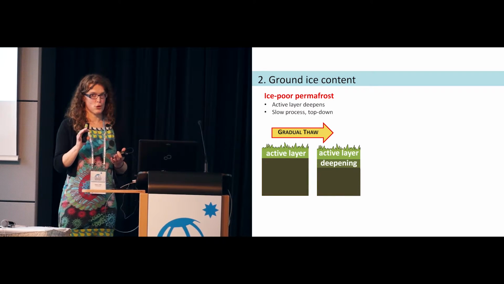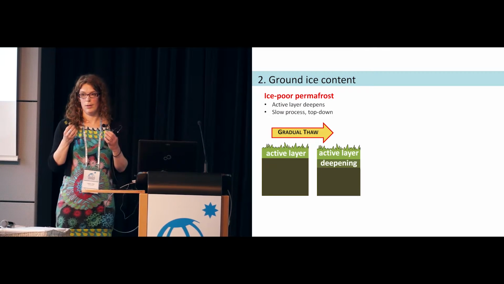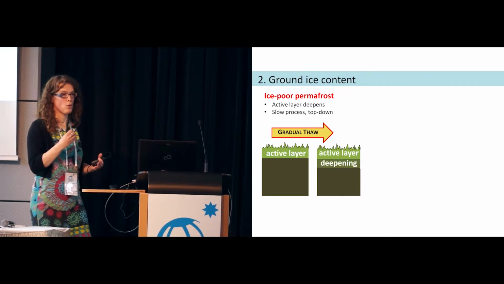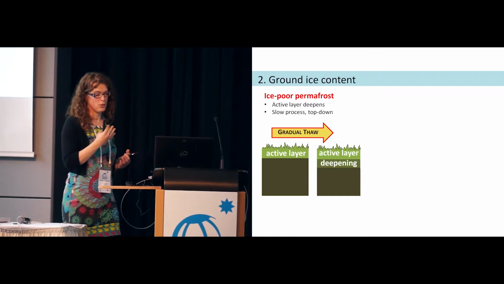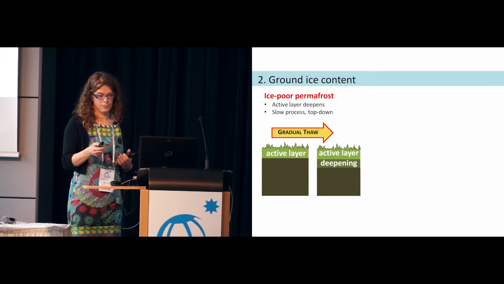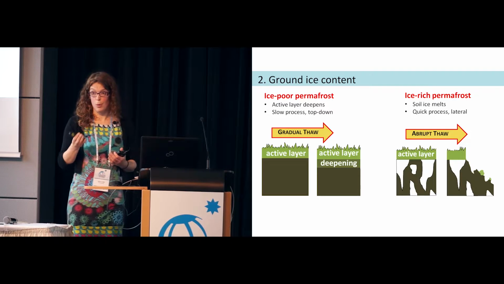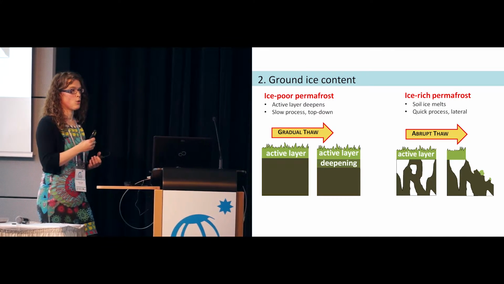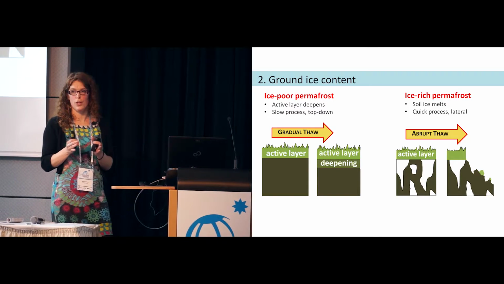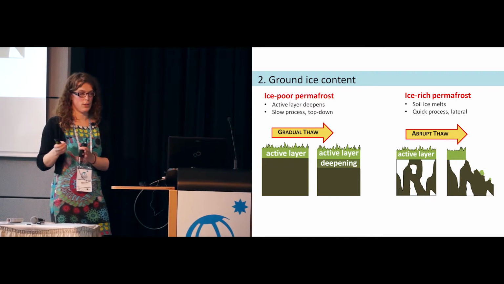So if you have permafrost with very little ice in it, there's typically thawing that occurs from the top down, and you have more leaching of soil organic matter into your aquatic system. And with more abrupt thaw, with permafrost with a lot of ice in it, this is a relatively quick process. Within a short amount of time, you get a lot of organic carbon being released.